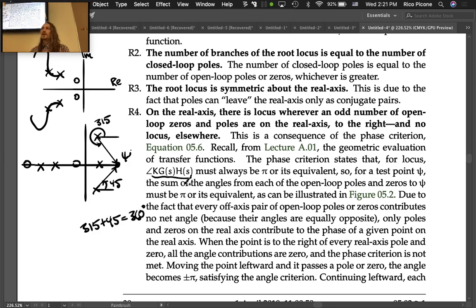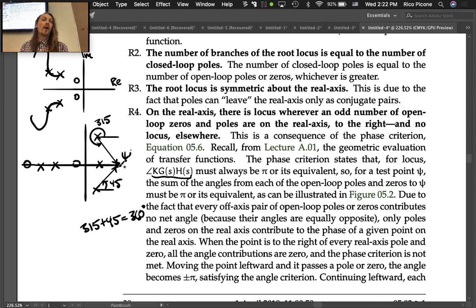Or in other words, there's no angle contribution from these complex conjugate pairs to any test point on the real axis. And that's what we're concerned with in this rule, what's on the real axis, right? So nothing off the axis matters. So let's look at the ones that are on the axis.